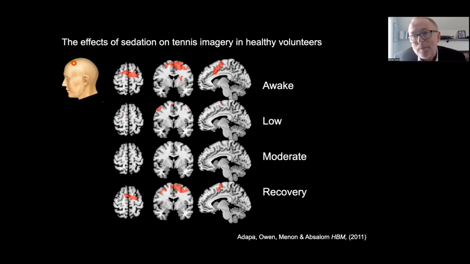There's the premotor activity when people are wide awake imagining playing tennis in the scanner. Again, these were healthy participants, gradually sedated with propofol, all the while being told to imagine playing tennis. And even at low levels of sedation, activity has clearly dissipated. In fact, it's almost disappeared completely in this area. And once they're moderately sedated, activity in the premotor cortex has disappeared completely.